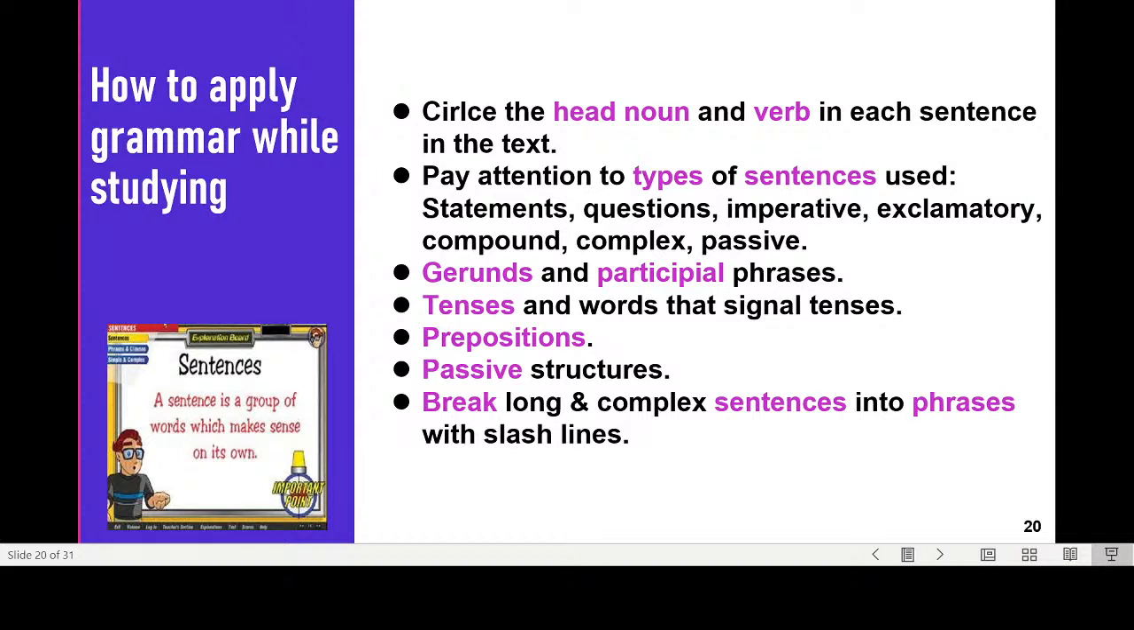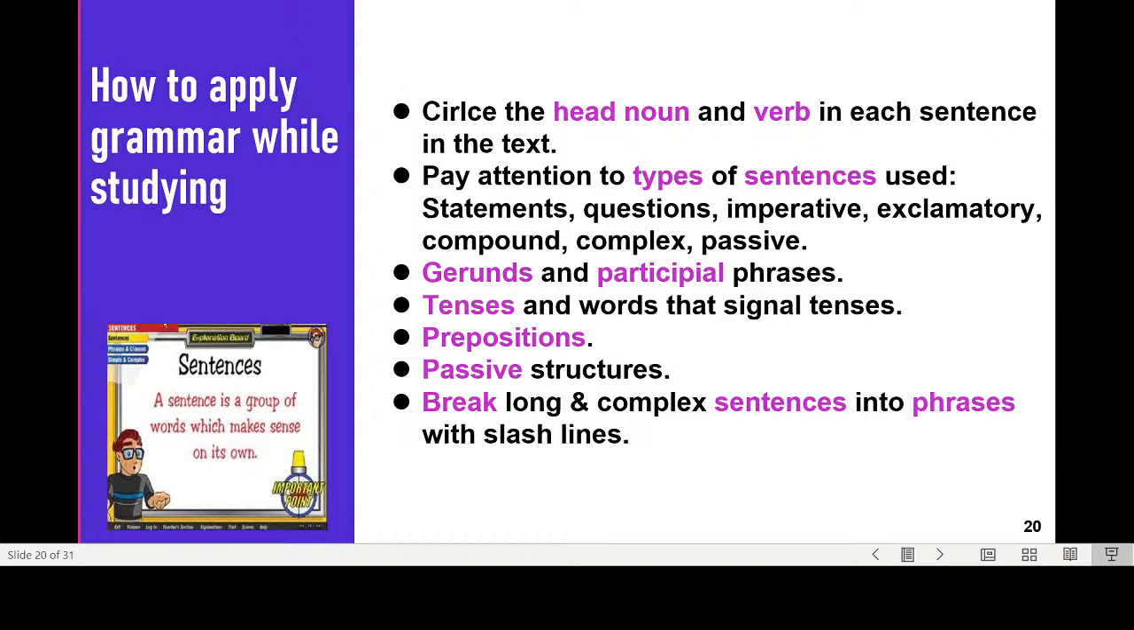If I say, the tall, fat, lazy boy has been riding his bicycle for 3 hours. So where is the head noun? The head noun is boy. And we ignore the adjectives, because if there is no boy in the sentence, the adjectives are useless. And then the verb is the main verb, which is riding.